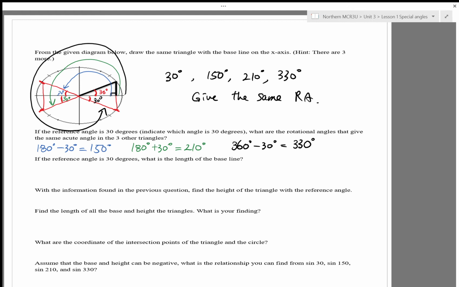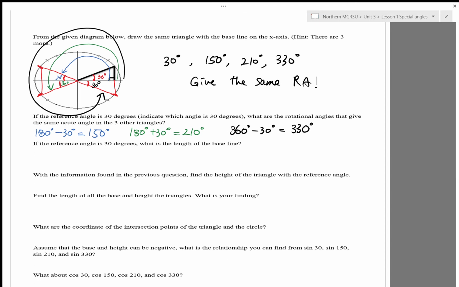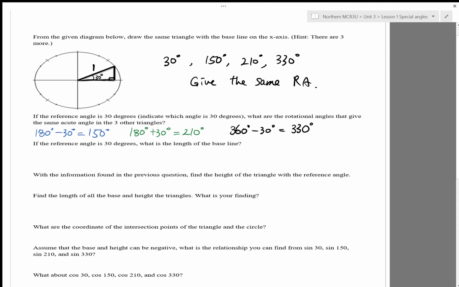So then the next question says, if the reference angle is 30 degrees, what is the length of the baseline? So I'm going to erase all this for now. Now let's actually find the triangle's baseline here, because it says if the reference angle is 30 degrees, what is this baseline? Now remember that this is a unit circle, so we know this hypotenuse, which is the radius of the circle, is 1. So it is going to be easier for us to then find the baseline. I'm going to call it x since it's the side way, and the height, which is the y. So let's actually try that.